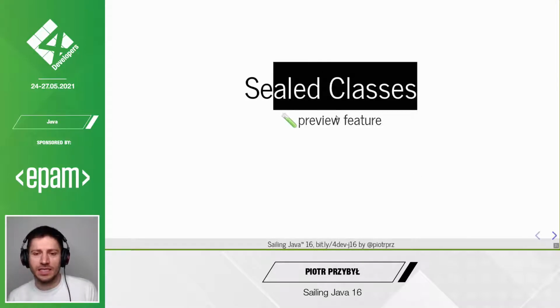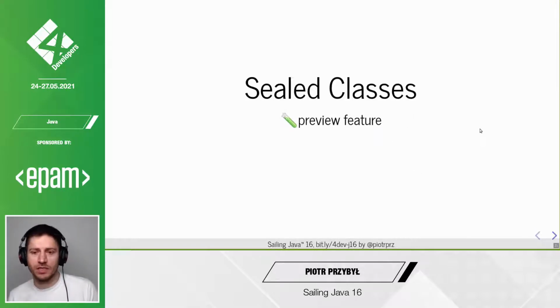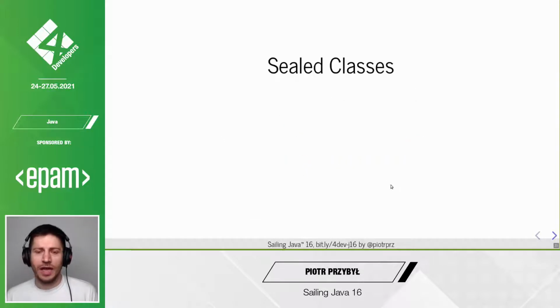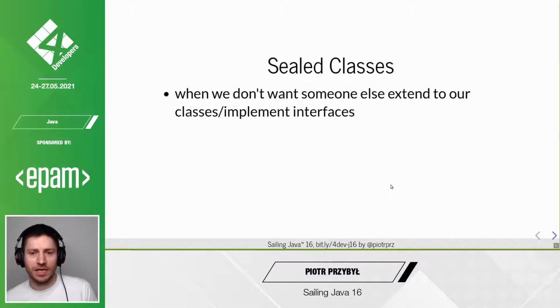And sealed classes is just one of these preview features, right? So maybe we shouldn't be using them in production for Java 16. Let's wait for Java 17 when the thing becomes standard. Yeah, so currently it's JEP 397. And what's the idea behind sealed classes?